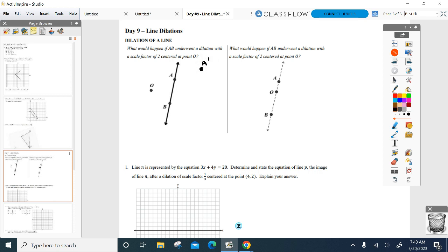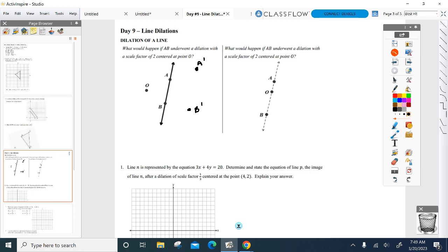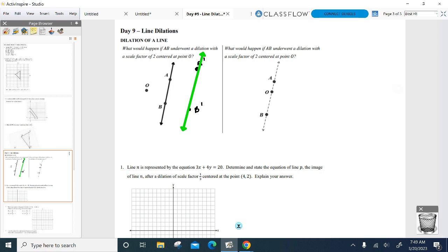And do the same thing for B prime now. Double that distance away. You don't need a straight edge. Go ahead and draw in that new line now, A prime, B prime. There you go.